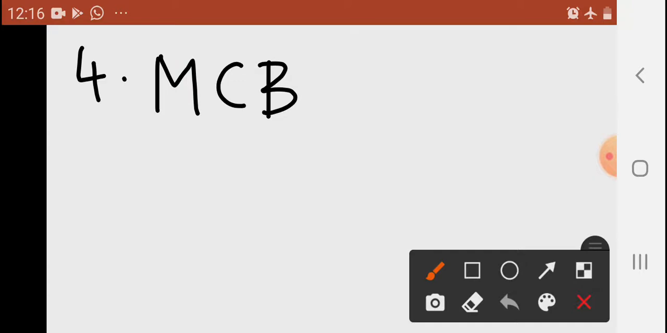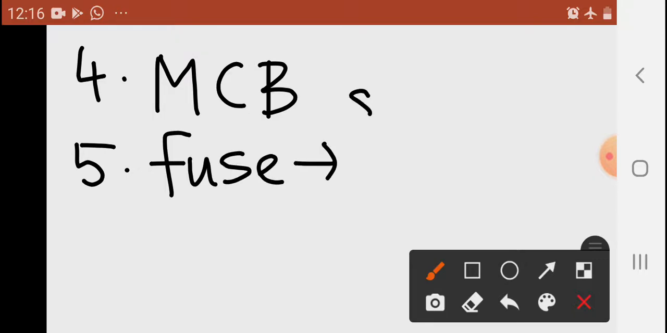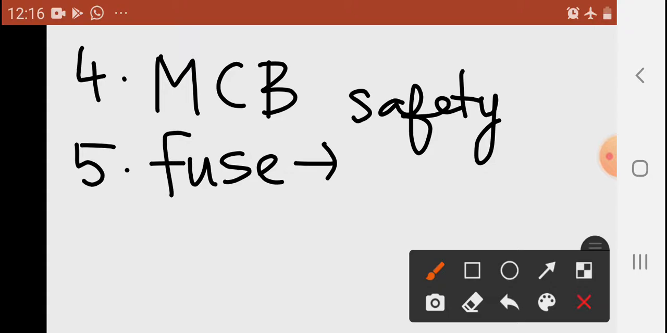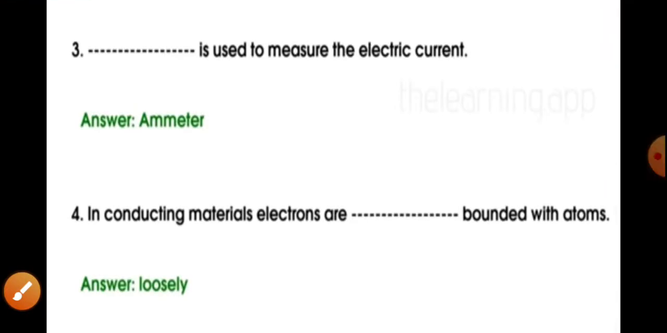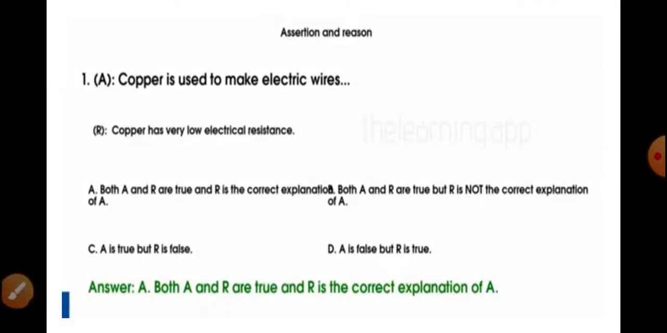So miniature circuit breaker. Last one, fuse. As we know, what purpose are we using the fuse for? It is a safety device used in electric circuits. The fuse, which is nothing but a safety device used in electric circuit. Okay, this is the match the following. I think that is completed. And assertion and reason.